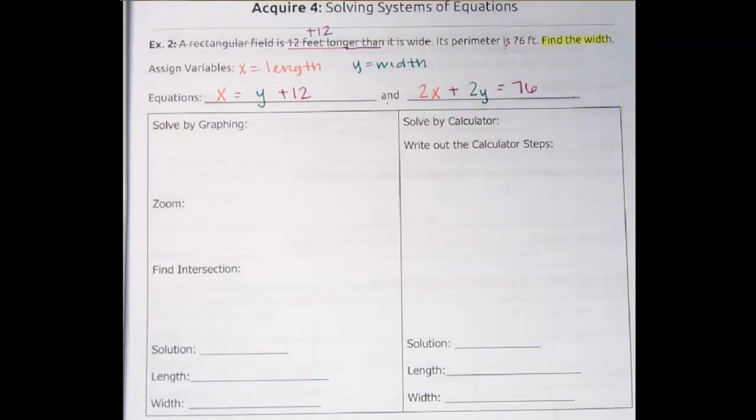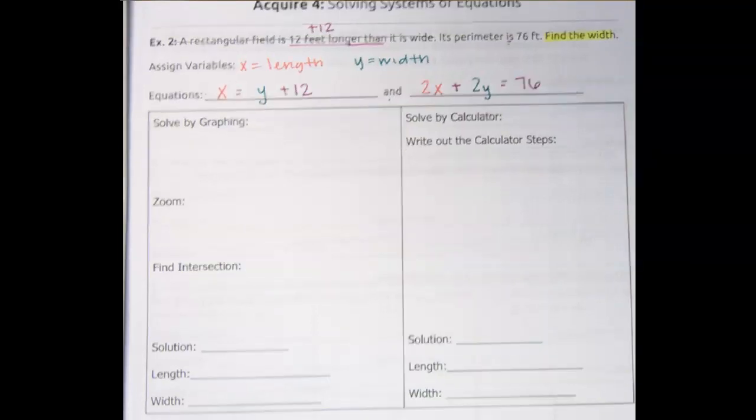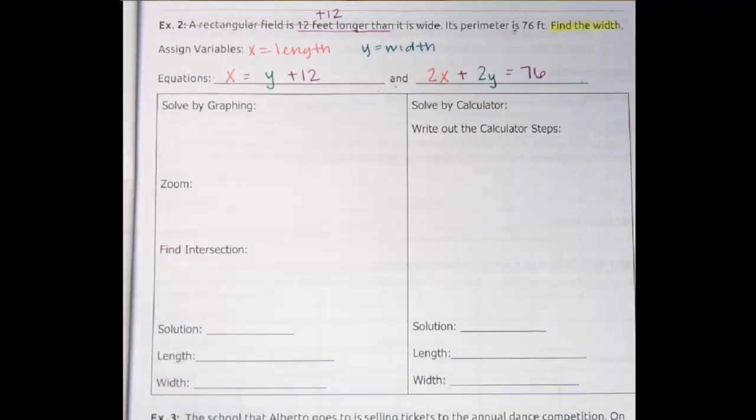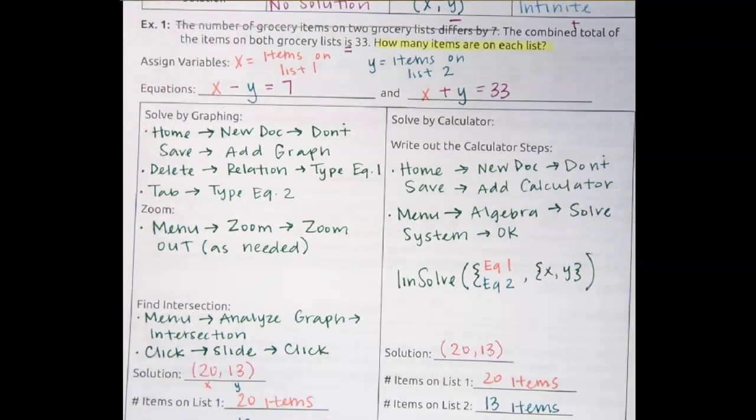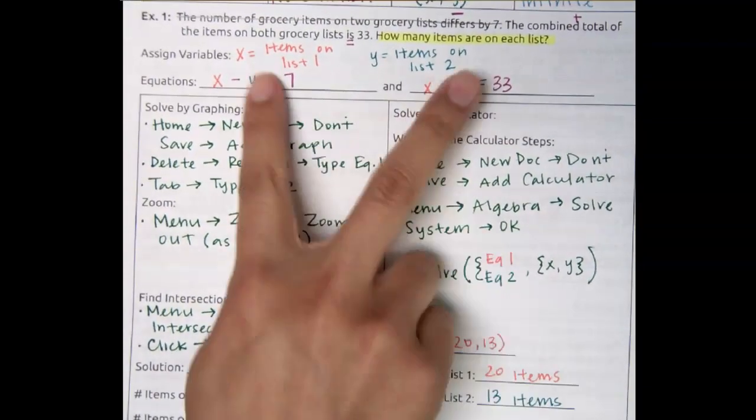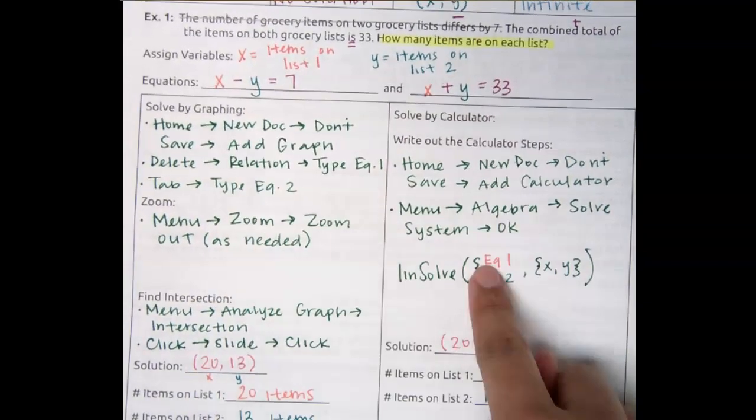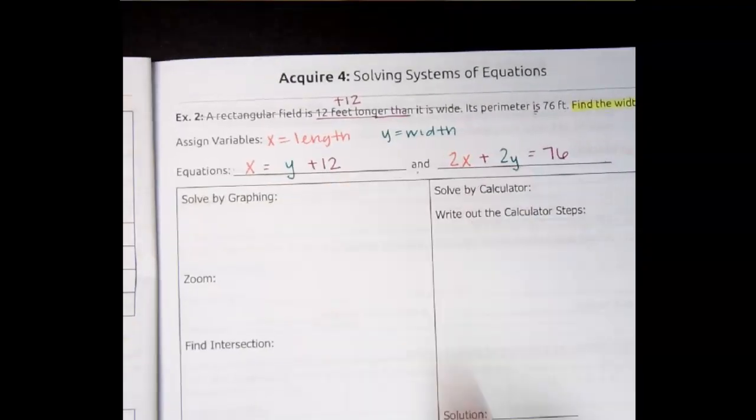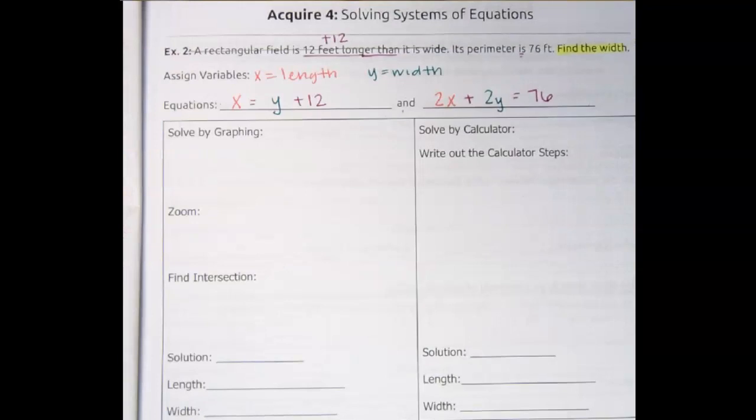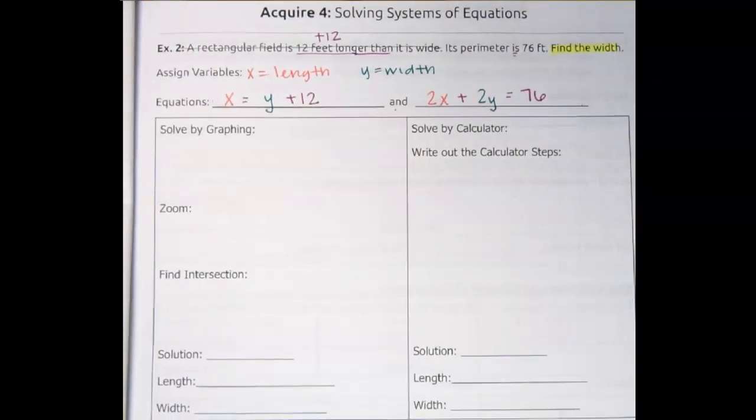So once I have the two equations, pause the video, and I want you to find the solution by graphing or by using the calculator. You can choose. And remember, if you get stuck, you have all of the steps written over here. Don't use these equations. Just follow these steps if you get stuck, but use these two equations. So I want you to pause. Find the answer, and then push play to see if you got it right.